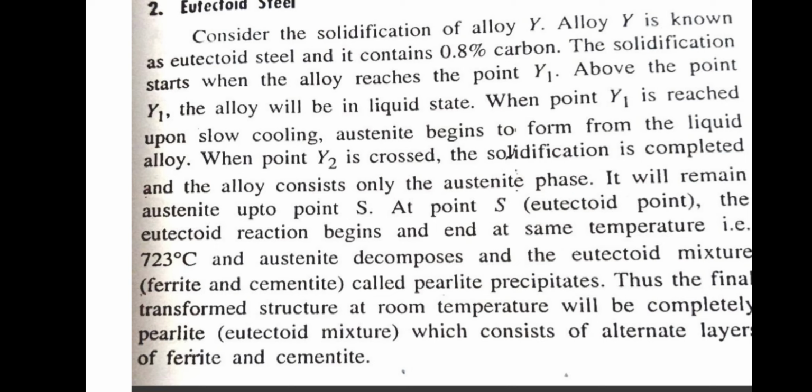The second type is eutectoid steel. It is marked by alloy Y. In the iron carbide equilibrium diagram, alloy Y is the eutectoid steel. In between Y and Y1, the iron carbide system is in liquid state. Between Y1 and Y2, that liquid is partially converted into austenite, and liquid plus austenite is present between Y1 and Y2. And in between Y2 and S, the remaining liquid is completely converted into austenite. Between Y2 and S, the structure is austenite.